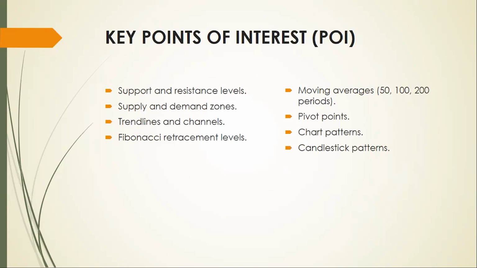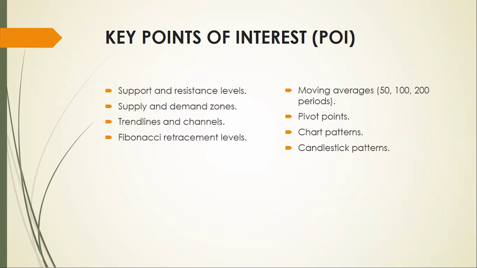The very basic points of interest that we know are support and resistance. Support is basically a price level where an asset tends to find buying interest. So at the point of support, there is a lot of demand. The resistance level is where selling interest emerges. So at resistance levels, there is a lot of supply.